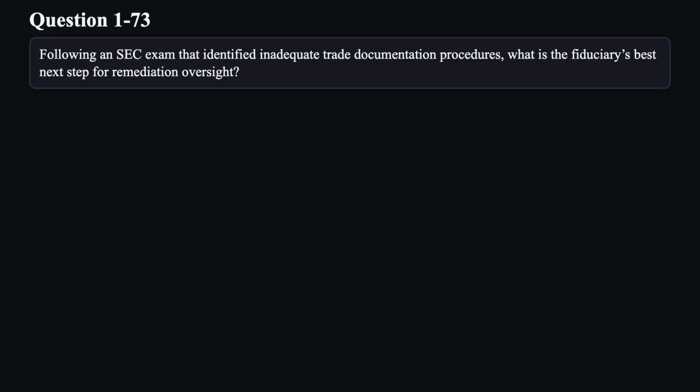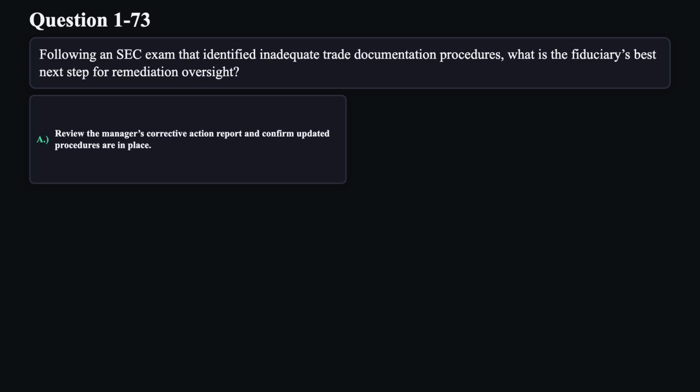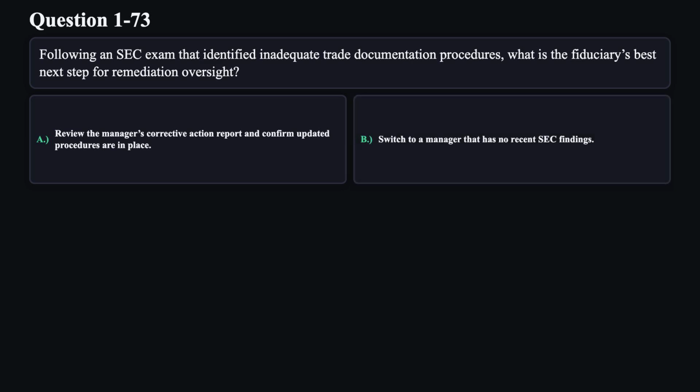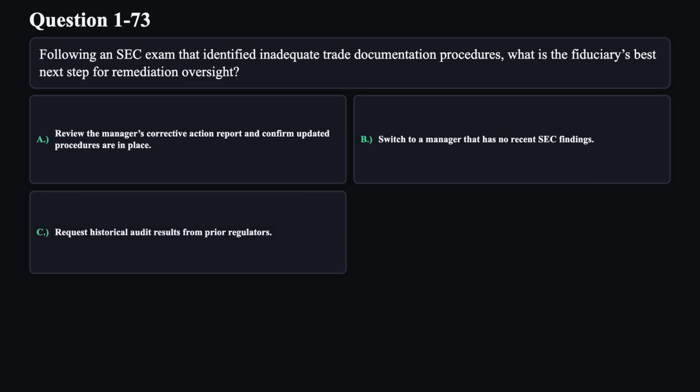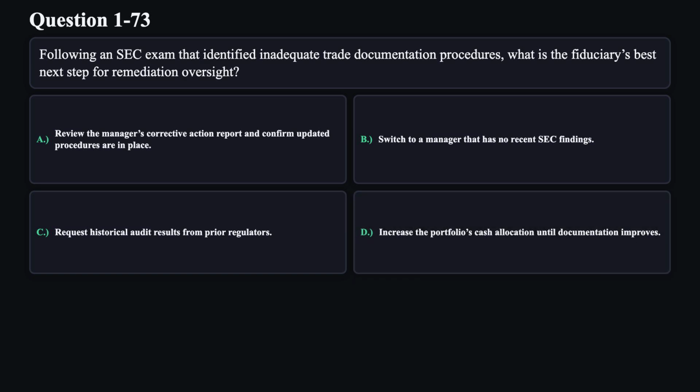Question 73. Following an SEC exam that identified inadequate trade documentation procedures, what is the fiduciary's best next step for remediation oversight? A. Review the manager's corrective action report and confirm updated procedures are in place. B. Switch to a manager that has no recent SEC findings. C. Request historical audit results from prior regulators. D. Increase the portfolio's cash allocation until documentation improves.